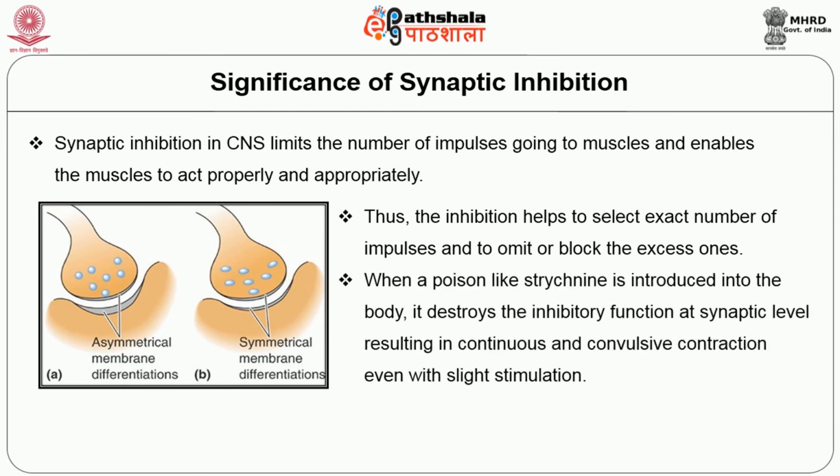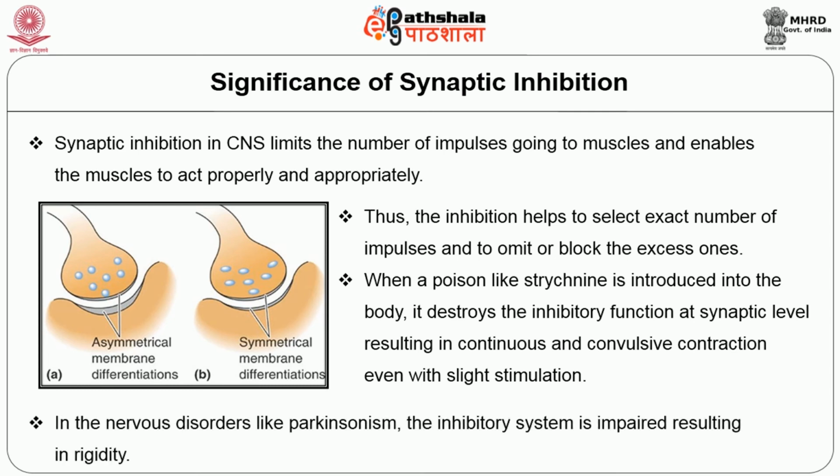When a poison like strychnine is introduced into the body, it destroys the inhibitory function at the synaptic level, resulting in continuous and convulsive contraction even with slight stimulation. In nervous disorders like Parkinsonism, the inhibitory system is impaired, resulting in rigidity.